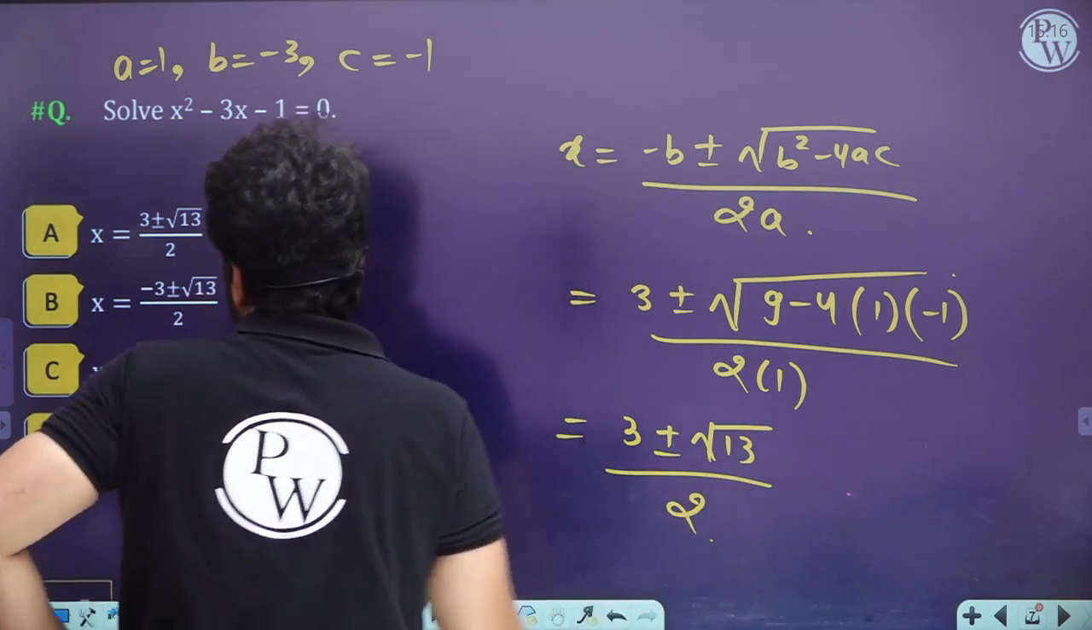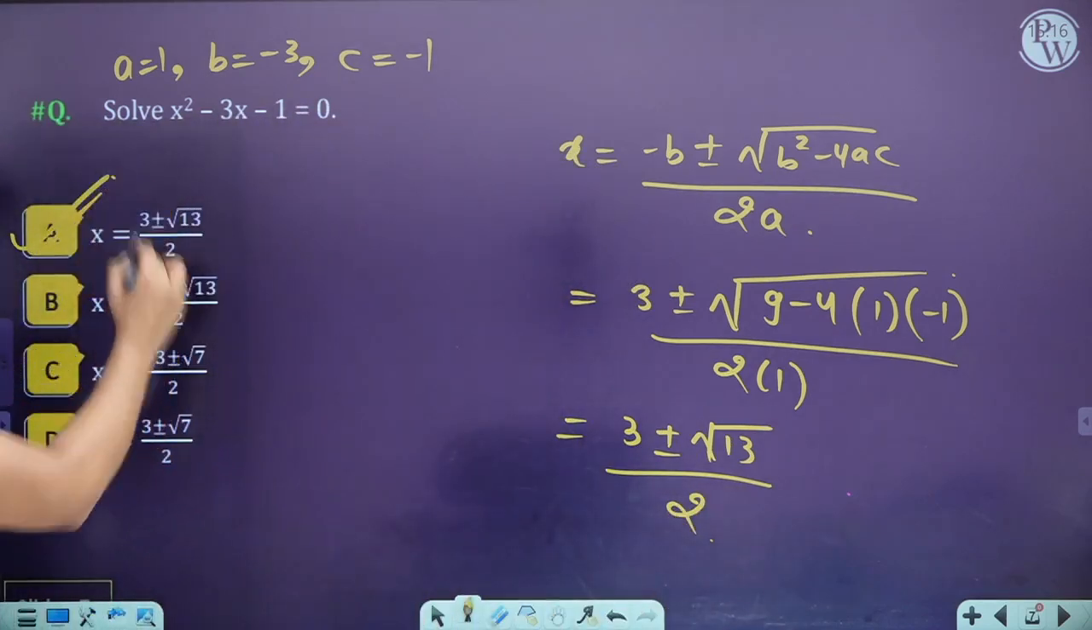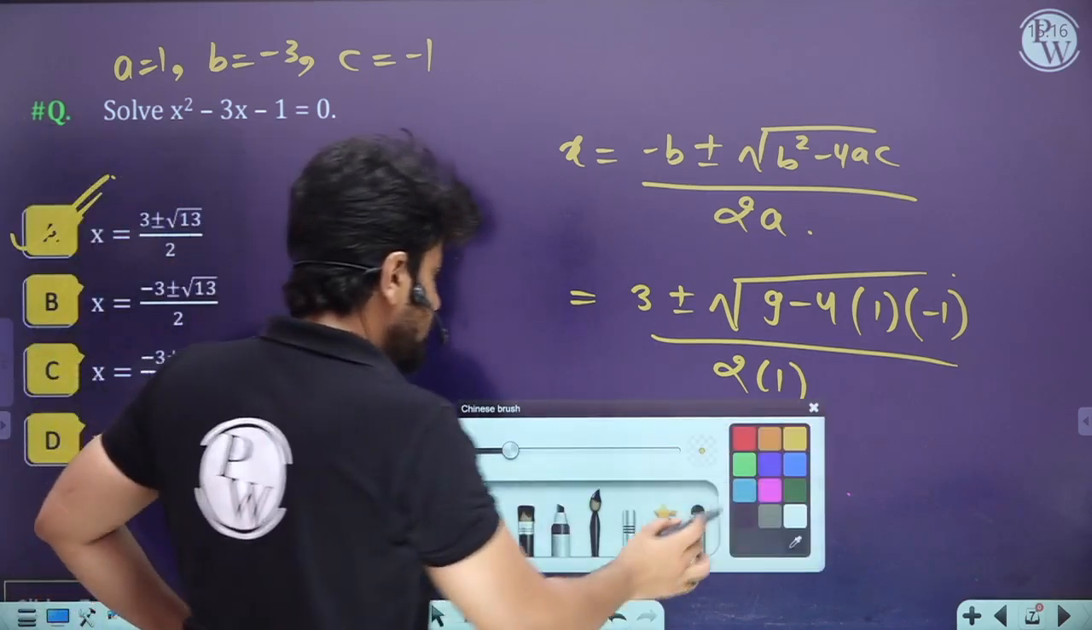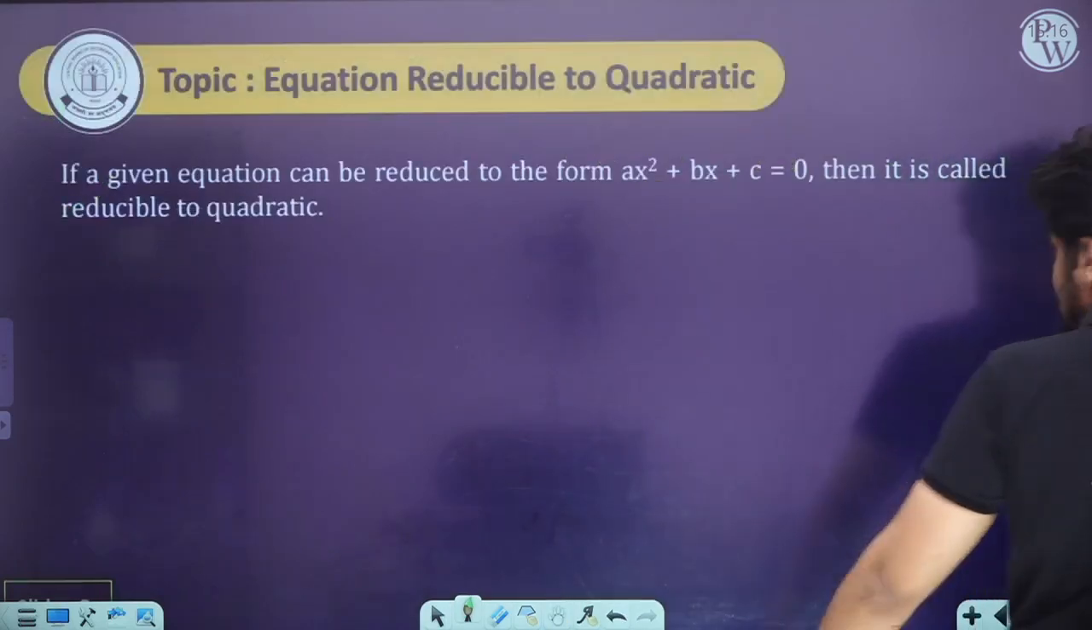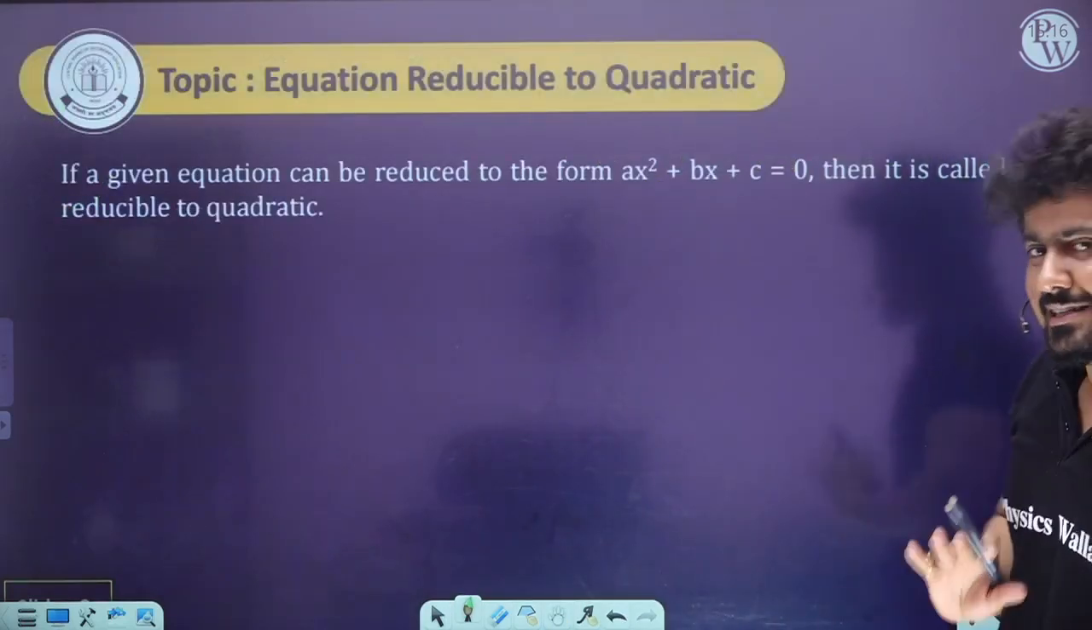So these are the roots: 3 plus minus root of 13 divided by 2. Not a big deal. So just a little bit of basic. As I told you, we are going to start from very, very basic.